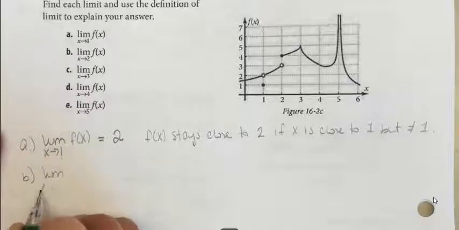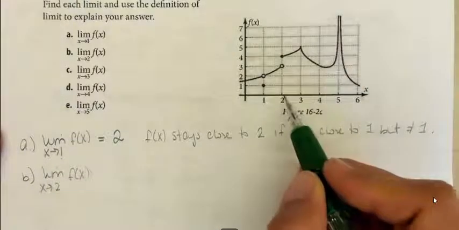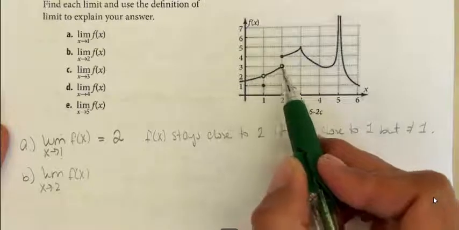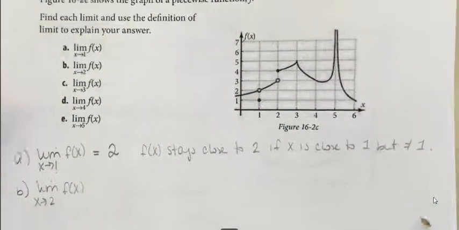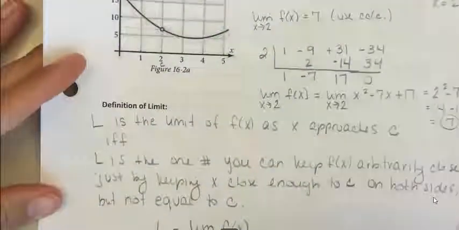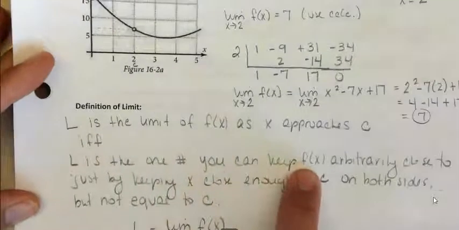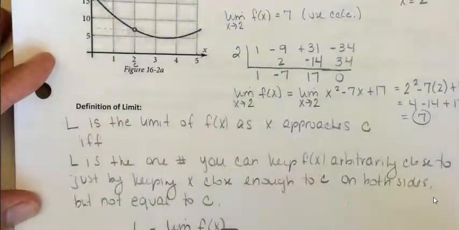Second one, the limit as x approaches 2 of f of x. So as we approach 2, now this is a bit tricky. Again, I said as we approach from the left and from the right. Are we approaching one number? So again, L is the one number you can keep f of x arbitrarily close to by keeping x close to c on both sides. So let's look at that.